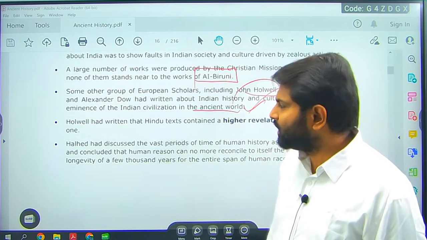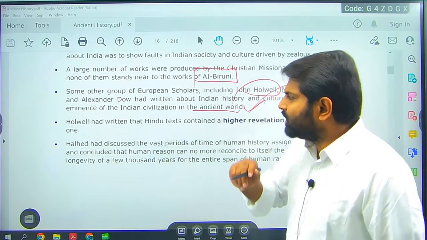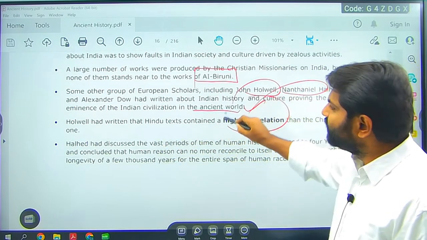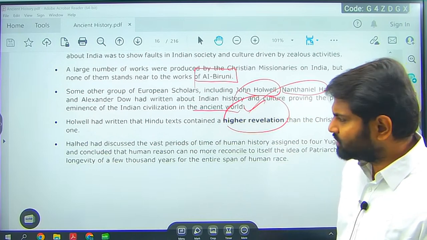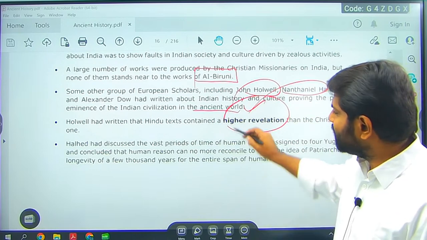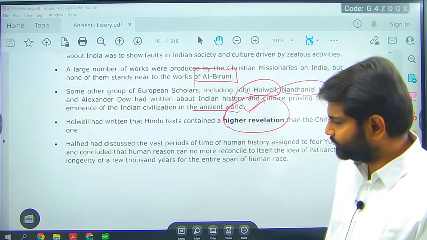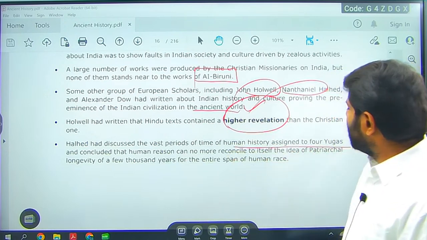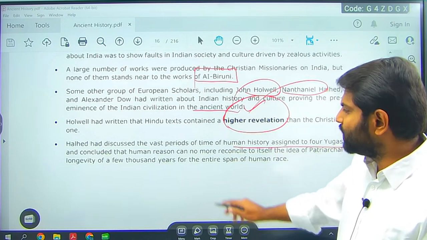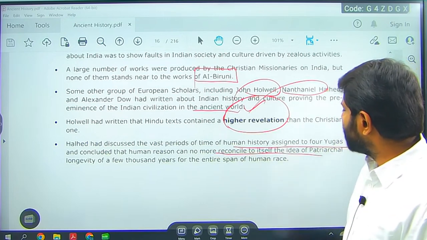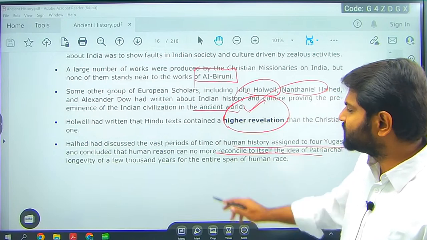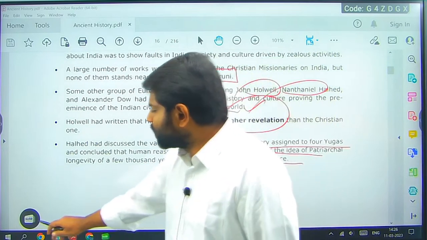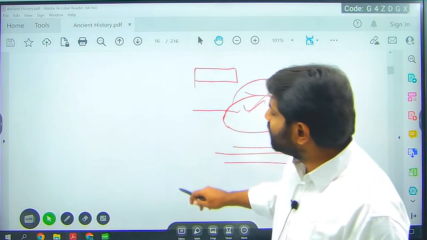Halhead had written that Hindu texts contain a higher revelation than Christian ones. Somehow biased, that bias towards Hinduism. Halhead had discussed the vast periods of time of human history assigned to the four yugas and concluded that human reason can be more reconciled to itself with the idea of patriarchal longevity for a few thousand years, the entire span of the human race, right? So he is more stressing on Hindu religious texts.